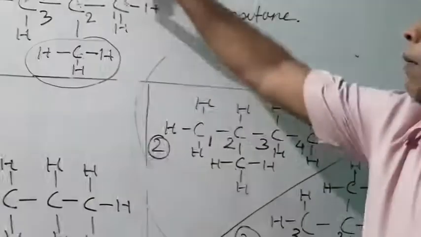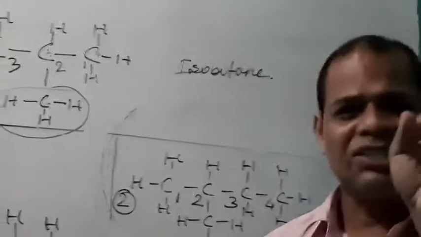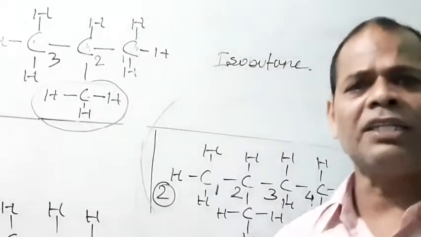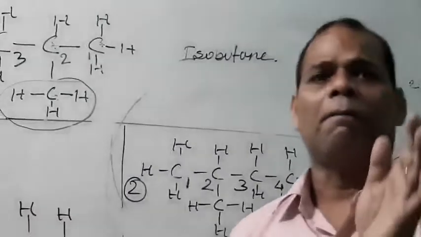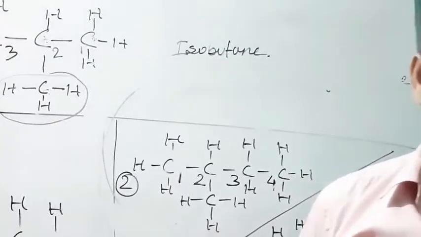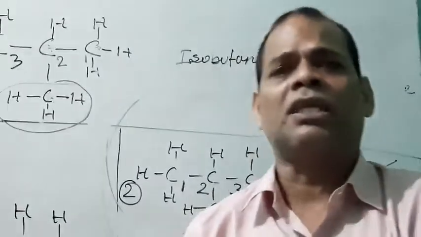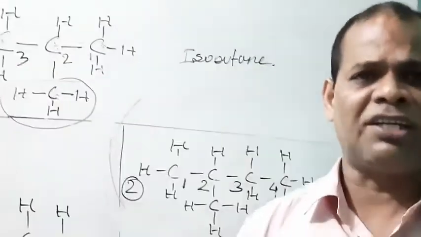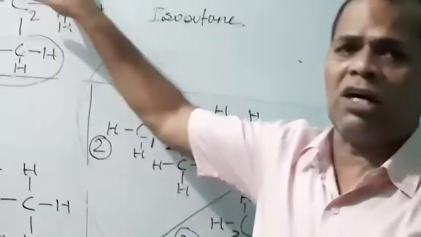Both have the same molecular formula but different structural formula. This is called isomer. Compounds having the same molecular formula but different physical and chemical properties are called isomers, and the phenomenon is known as isomerism.